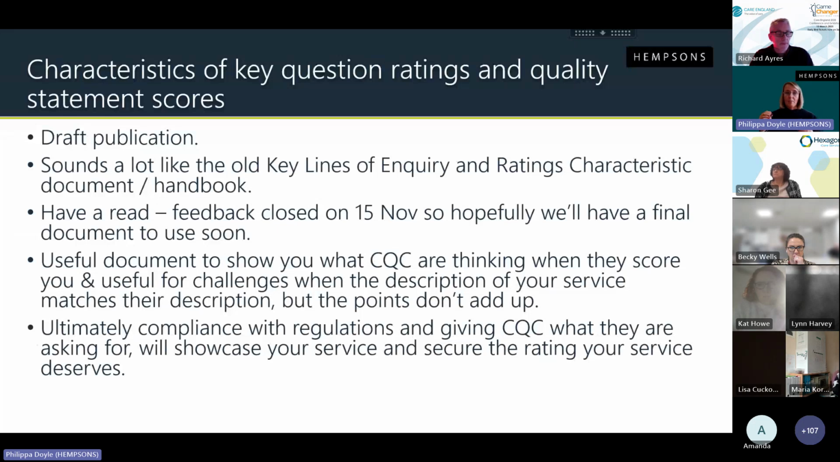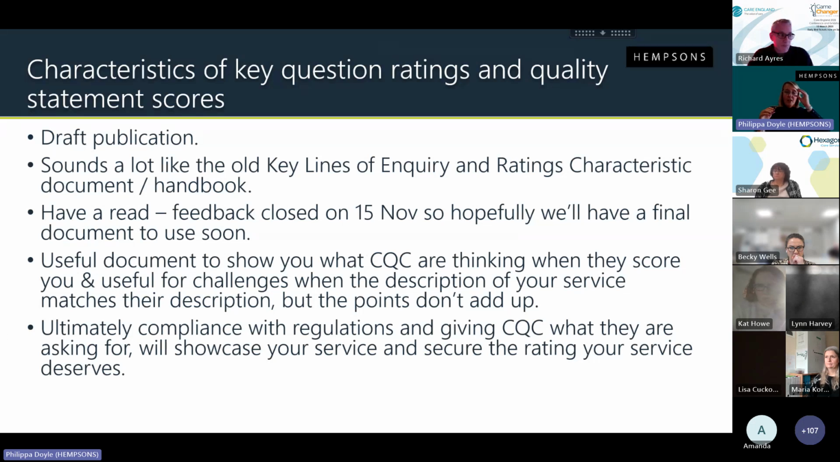If you're getting something fundamentally wrong, if it's just a one-off, shouldn't be too much of an issue. If you're getting a whole range of fundamental things wrong, that's where you're going to find yourselves down in an RI or an inadequate. But equally, if you can demonstrate that you are flying and you are going way above and beyond those requirements in the regulations for delivering a good service, then push.